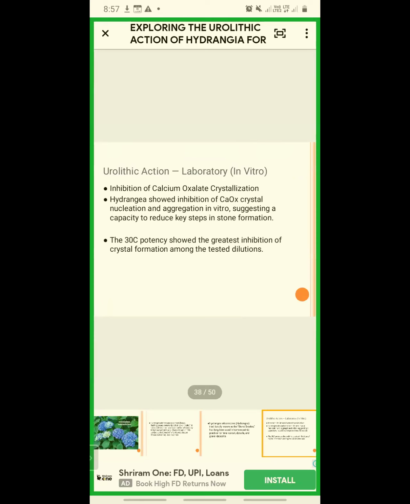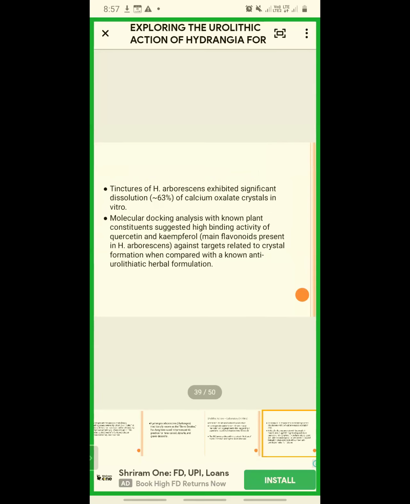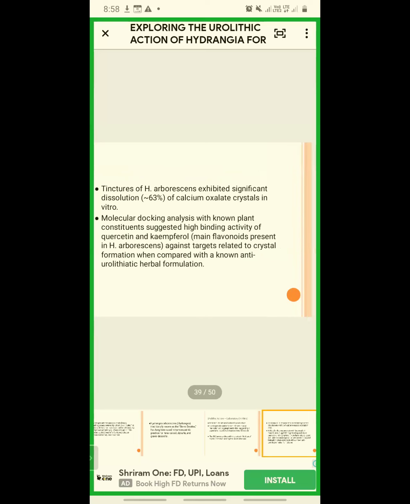One of the most important actions of hydrangea is the inhibition of calcium oxalate crystallization. Hydrangea shows inhibition of calcium oxalate crystallization in vitro, using different potencies, and the 30 potency shows the maximum efficacy. Next, the tinctures are also very important, and after molecular docking, the studies show that the largest component present is flavonoids, mainly quercetin and kaempferol.